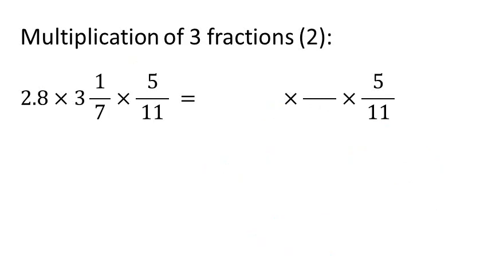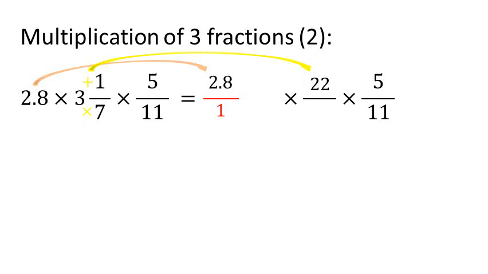Let's look at another example. 2.8 times 3 and 1 over 7 times 5 over 11. A decimal 2.8 can be changed to 2.8 over 1. A mixed number 3 and 1 over 7 can be changed to an improper fraction by multiplying 3 by 7 and then adding 1, which becomes 22. And the denominator 7 stays the same. 5 over 11 stays the same.